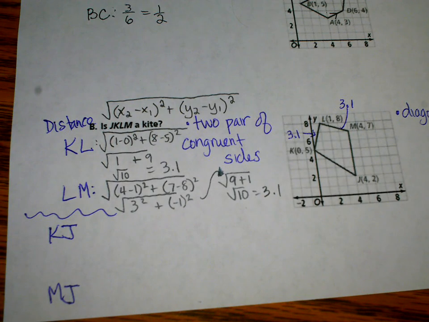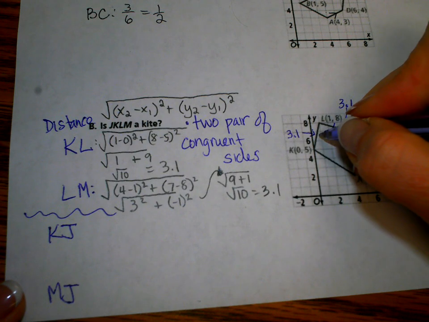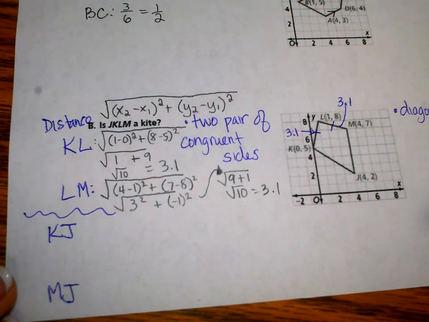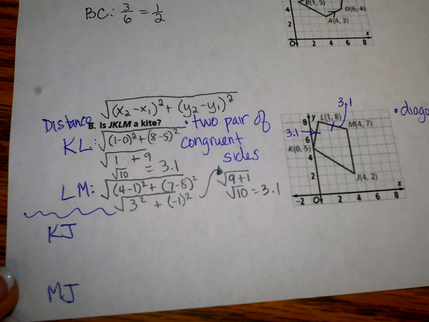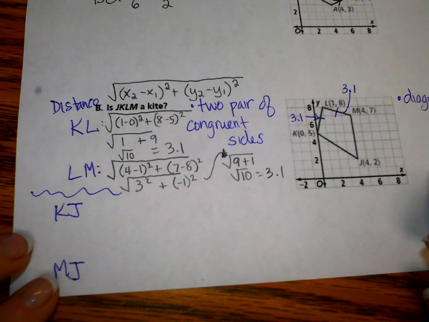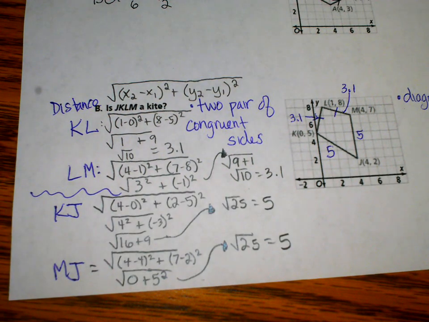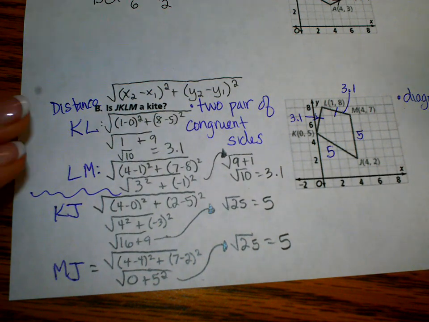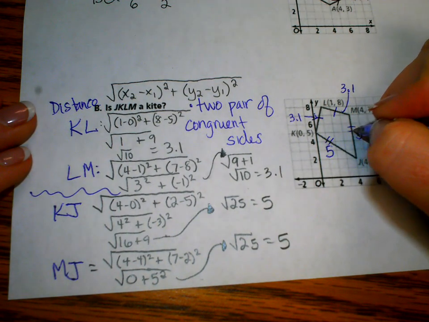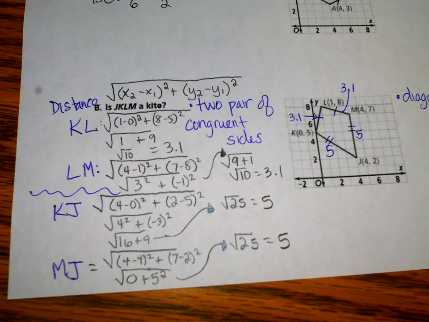All right, I found KL had a distance of 3.1. I found that LM had a distance of 3.1. So far, I'm looking good. I've got the top two sides are congruent, and now I'm going to do the bottom two and check on those. So press pause and work on it on your own. I found that the length of KJ and the length of MJ were both 5. So this is just awesome because I've got like half of my characteristics. So far, good.